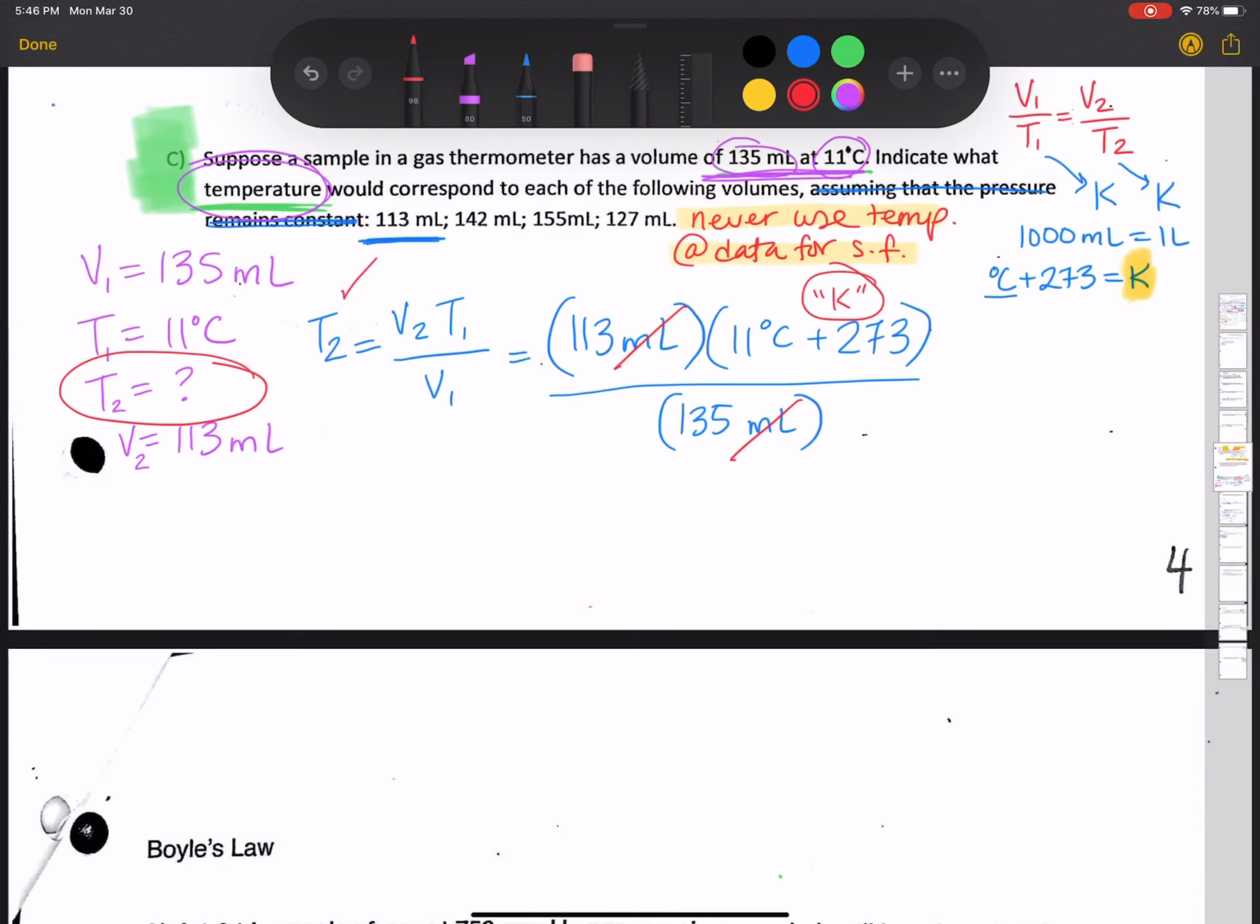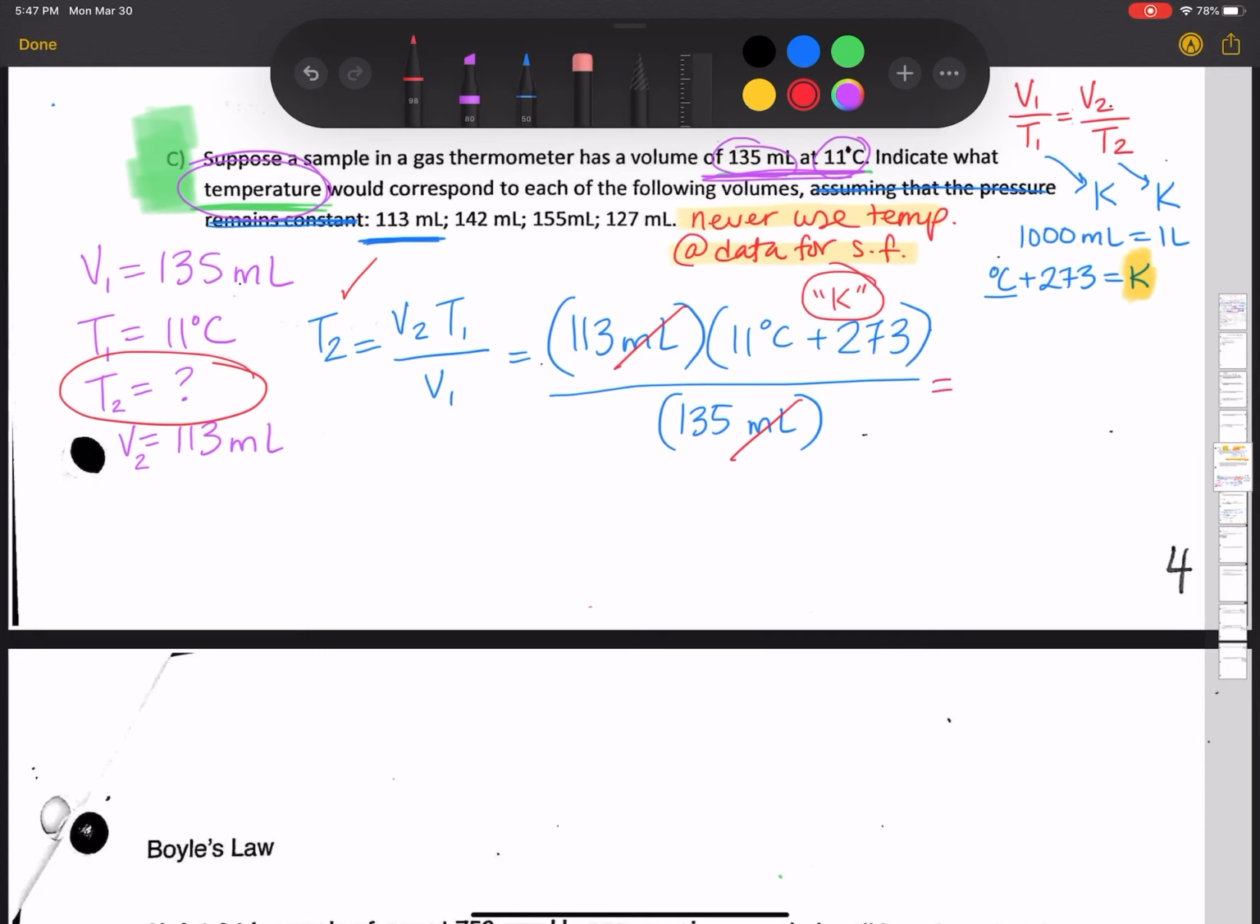And that works out well because the unit for temperature for gas laws should always be Kelvin, unless the question specifically asked for you to convert it to Celsius. When we get a question like that, we'll work through it step by step. But temperature will always end up being in Kelvin.